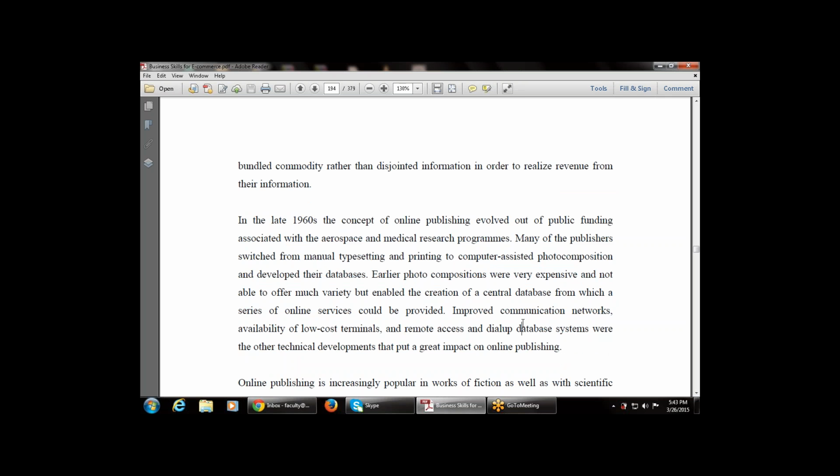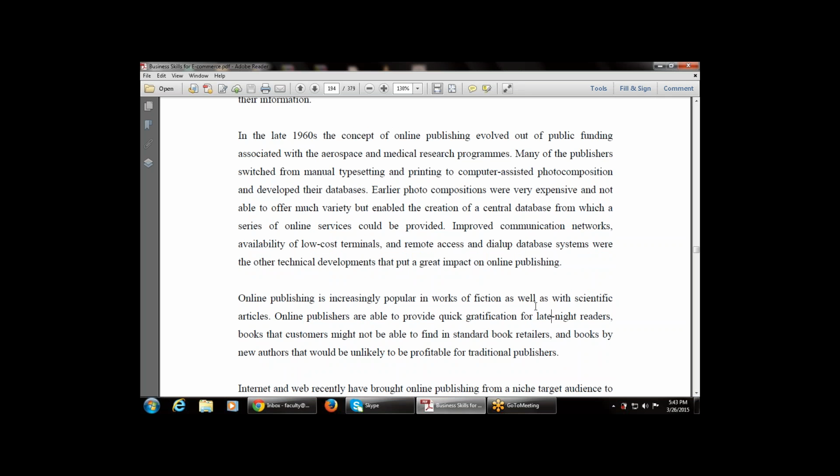The next paragraph says online publishing is increasingly popular in works of fiction as well as with scientific articles. Online publishers are able to provide quick gratification for late night readers. That is, online publishing is available 24 hours a day, 365 days a year, 7 days a week. It is also available for late night readers, for books that customers might not be able to find in standard book retailers, and books by new authors.